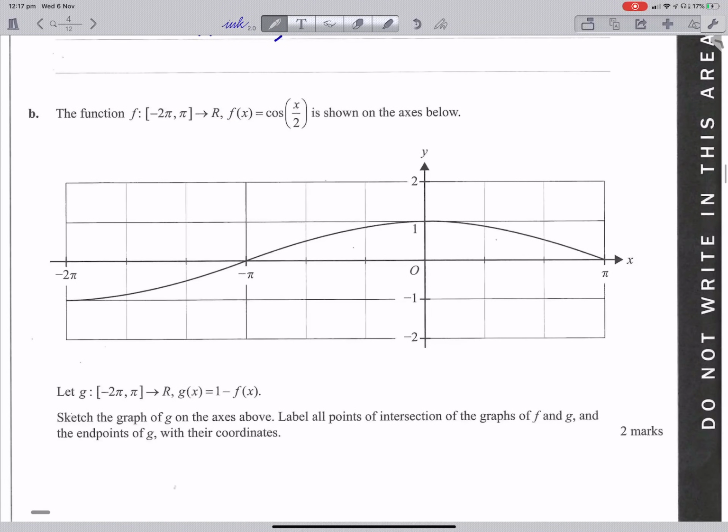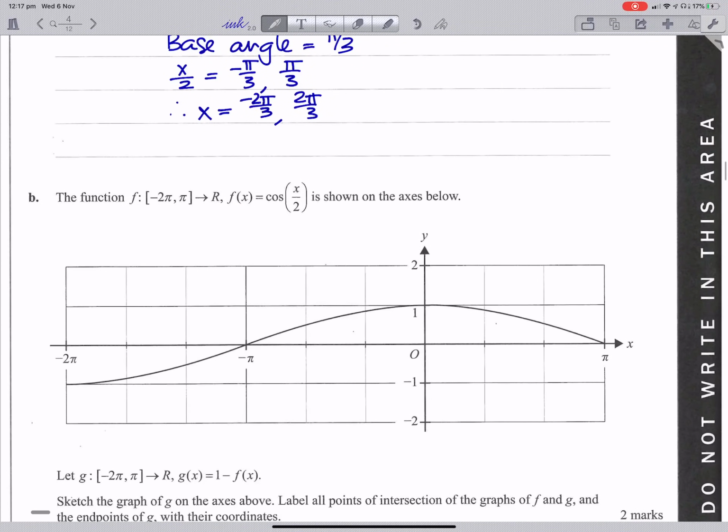Okay, there's the function as shown. Does that look right? There's pi on 3s. There's a half. Negative 2 pi on 3, 2 pi on 3. So I think we got that one right.